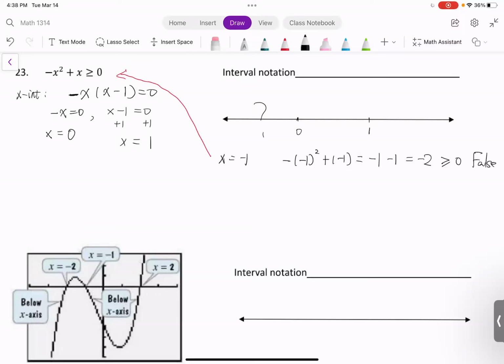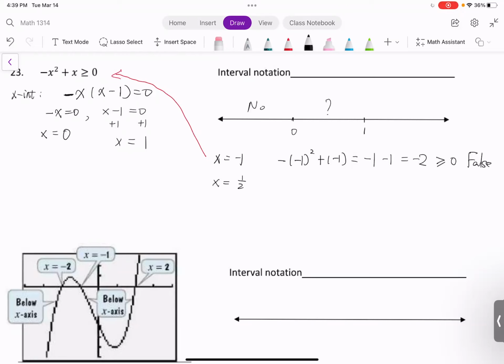And how about some number between 0 and 1? We can put some notes here. No. Okay, how about x equals 1/2 or 0.5? Because this is the point between 0 and 1. Let's plug it into the polynomial.